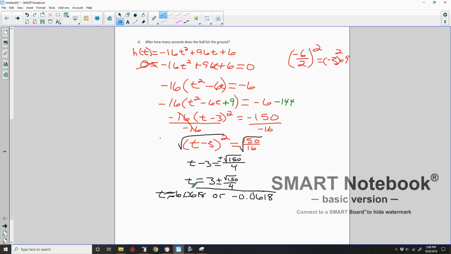Okay, so those are the two times. Well, we can't have a negative time. That does not make sense. That's an extraneous solution. So in the context of this problem, we don't want the negative. So at time approximately 6.1 seconds, the ball landed on the ground.